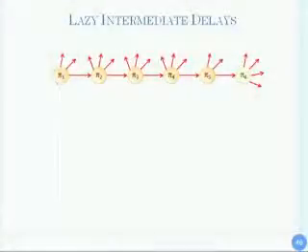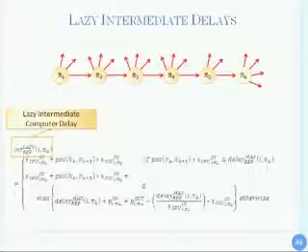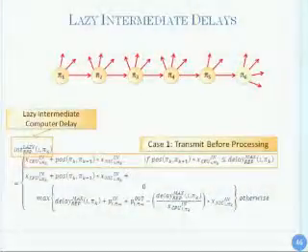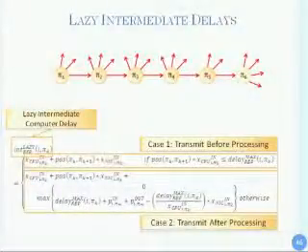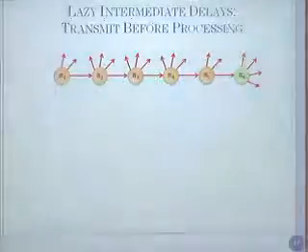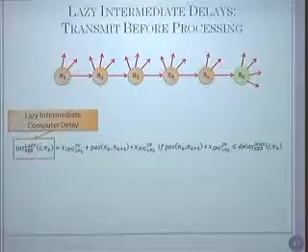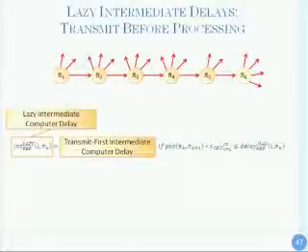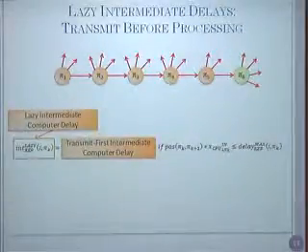Now let's look at the lazy intermediate delays, which are slightly more complicated because there are two cases I have to consider. I have to consider the case when transmission happens before processing and when transmission happens after processing. Okay? So if transmission happens before processing, the equation is given by this. I just took out the one case and plugged it here. As you can see, it's equal to the transmit first intermediate delay. And this makes sense because in both cases, the processing doesn't get accounted for in the delay. Therefore, the two should be the same.